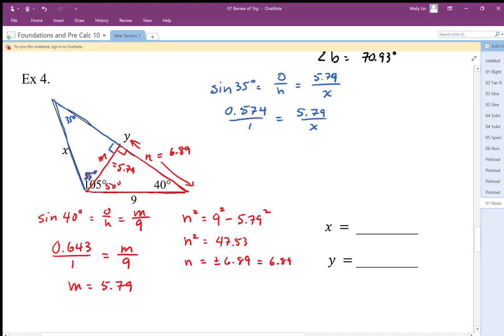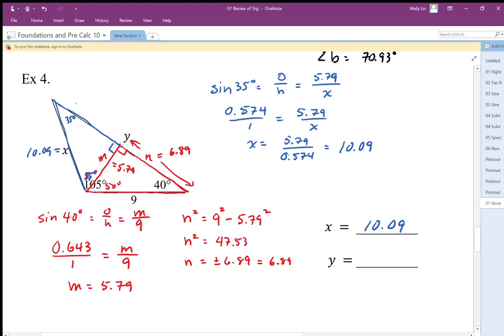So I can solve this algebraically. I'm going to end up with 5.79 divided by 0.574. And I'm getting about 10.09. Again, if it's somewhere near 10, that's pretty good. You've done the right thing. So this length is going to be about 10.